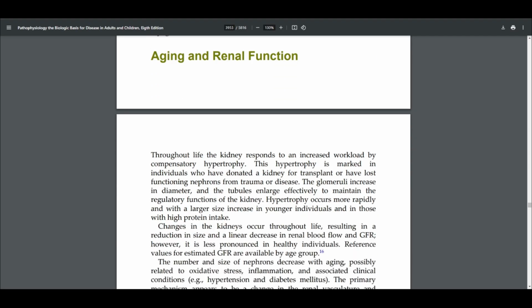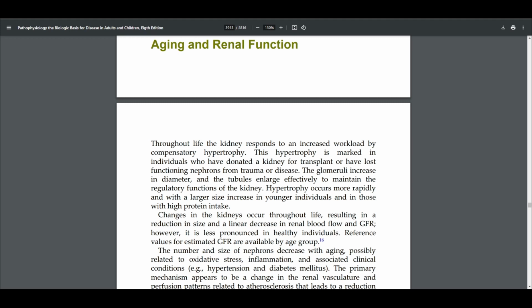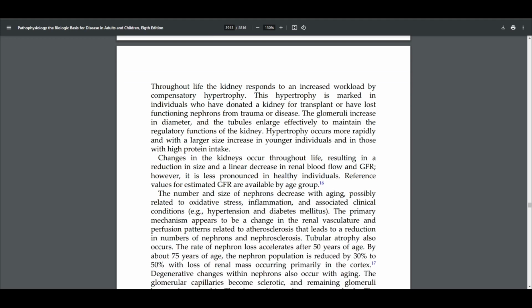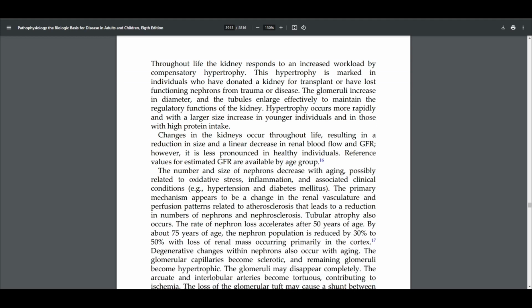Aging and the renal function. This is our last section here. Throughout life, the kidney responds to an increased workload by compensatory hypertrophy. This hypertrophy is marked in individuals who have donated a kidney for transplant or have lost functioning nephrons from trauma or disease. The glomeruli increase in diameter, and the tubules enlarge, effectively to maintain the regular function of the kidney.